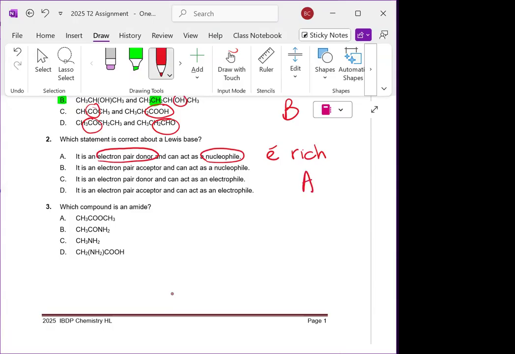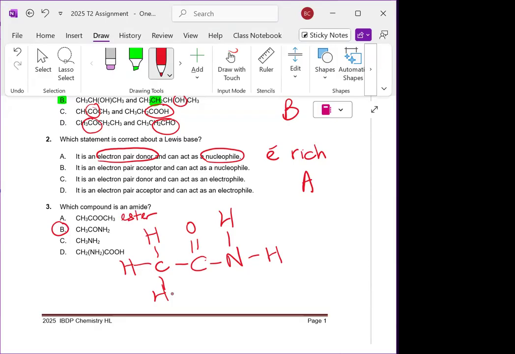Next, looking at the structure, we're supposed to identify the amide. Amide will have this structure: C double bond O single bond N. If you look at the structures, you will find that the amide is likely to be B, where you have CH3CONH2. Now, what is A? A is COR, so it's an ester. And C is RNH2, which is an amine. And D is an amino acid, because it has the amino group as well as the acid group. So if we draw D, it looks like this.